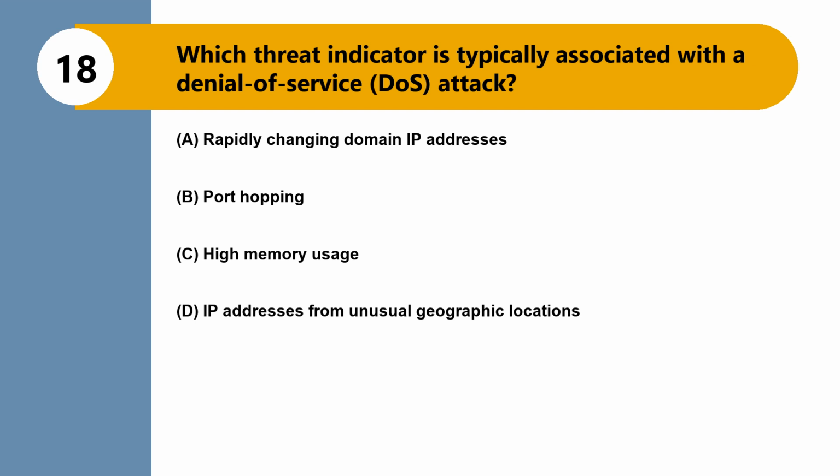Question 18. Which threat indicator is typically associated with a denial of service (DoS) attack? Option A, rapidly changing domain IP addresses. Option B, port hopping. Option C, high memory usage. Option D, IP addresses from unusual geographic locations.